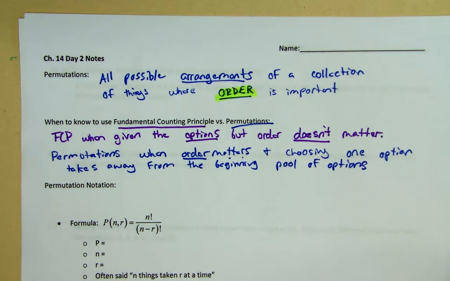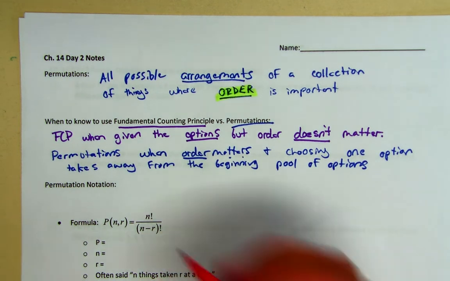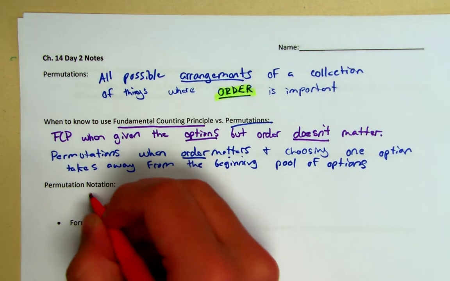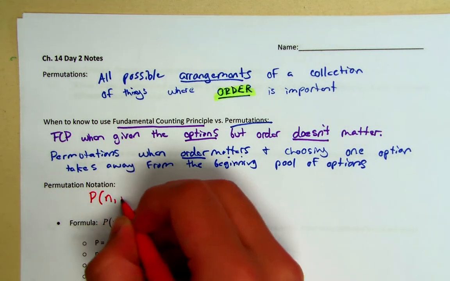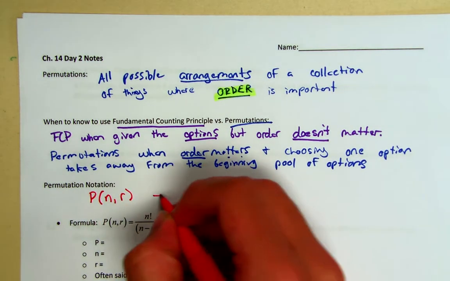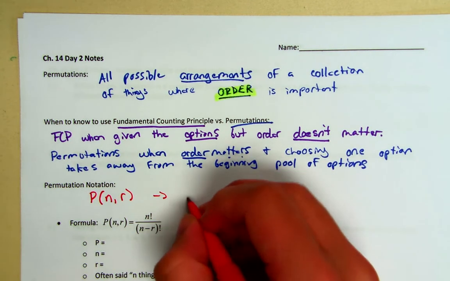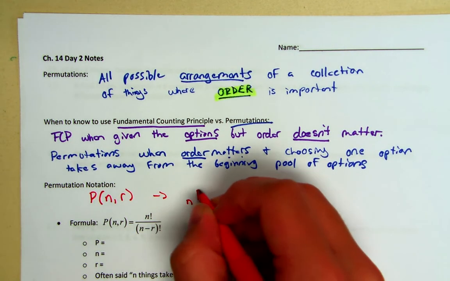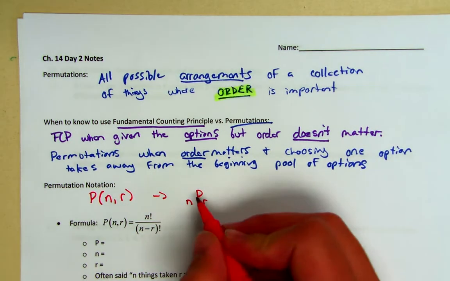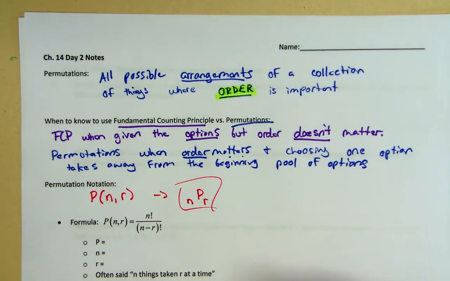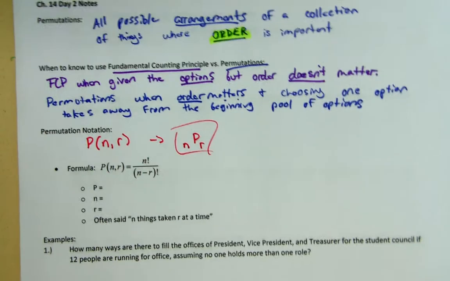Alright, so notation of permutations. There are two ways you'll see this. A lot of problems in your book show it P, N, R. Now, the other way, though, your calculator is going to use is N, P, R. So this is actually the more common way, but you're going to see it written this way in your book more. So what is this formula?